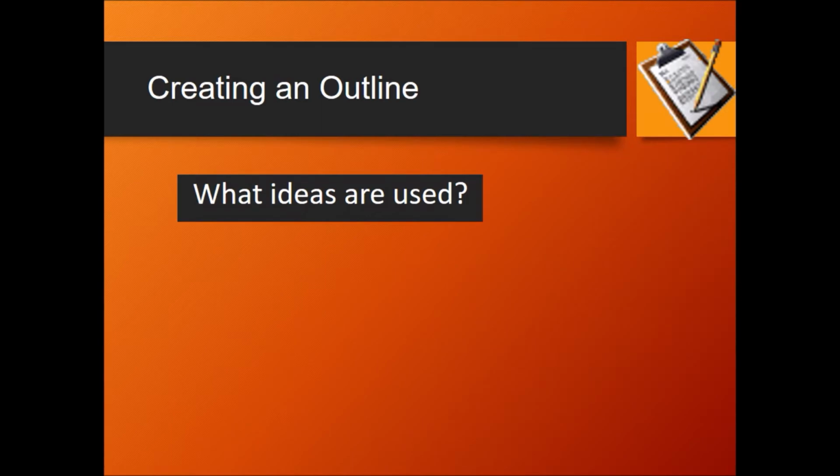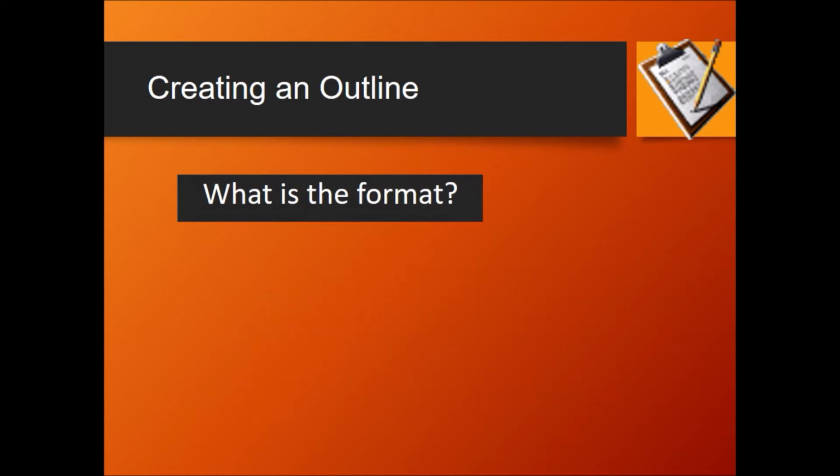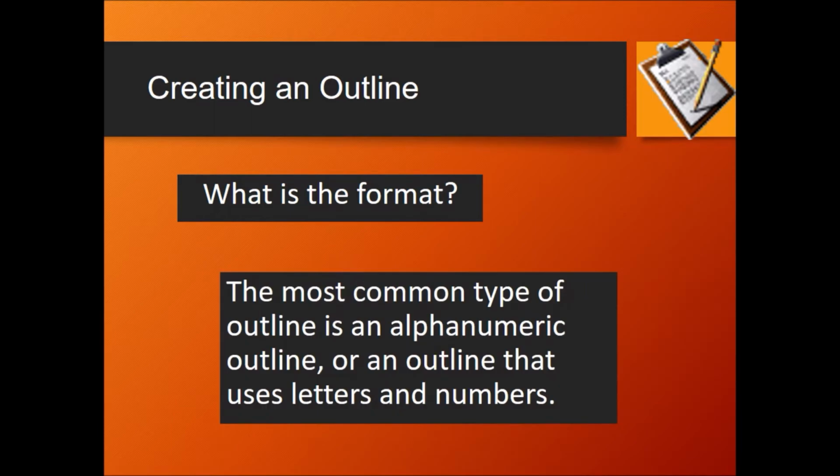So what ideas are used in an outline? Well, as I said, we're going to look at arranging major topics, subtopics, main ideas, supporting details, and we'll even throw in keywords in there as a place to locate our information for our definitions. So what's the format? Well, outlines are typically an alphanumeric outline. That's an outline that uses letters and numbers.